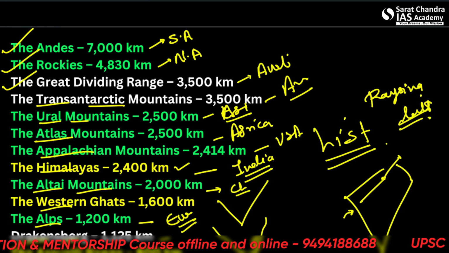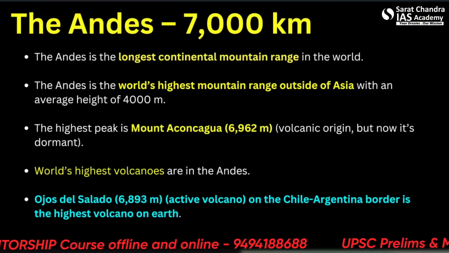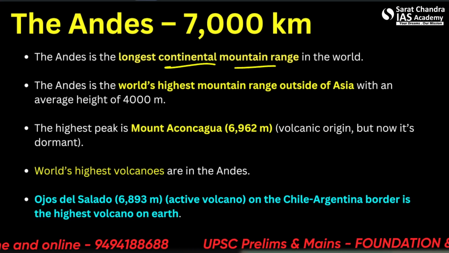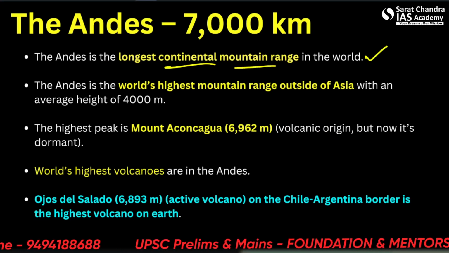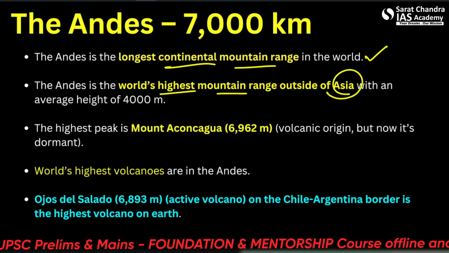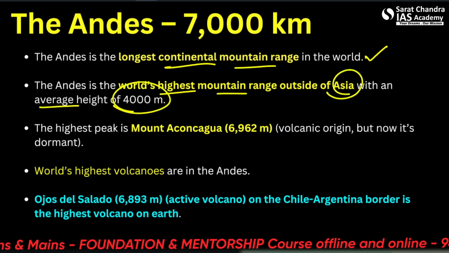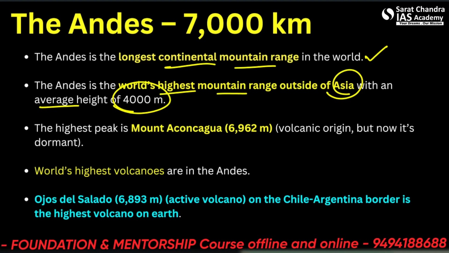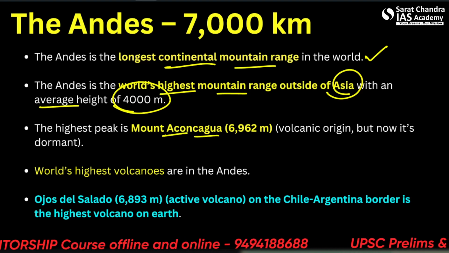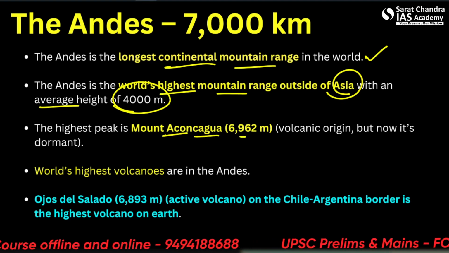Alright. Let's begin with the Andes. The Andes is the longest continental mountain range in the world. This is the first thing that you need to remember. It's also the world's highest mountain range outside of Asia, with an average height of 4,000 meters. The highest peak in the Andes is Mount Aconcagua, and that is 6,962 meters high.